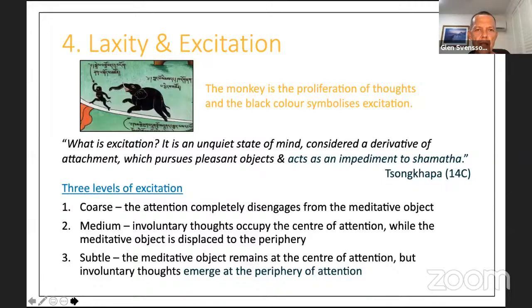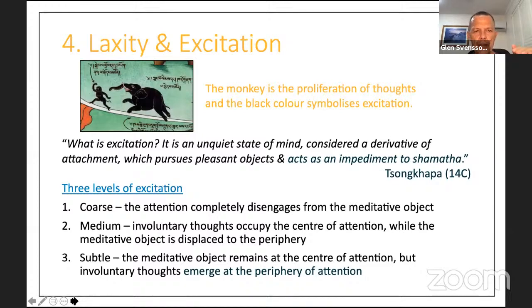He says, what is excitation? It is an unquiet state of mind considered a derivative of attachment, which pursues pleasant objects and acts as an impediment to shamatha. So again, we tend to get distracted because we're pulled away by something pleasurable, exciting, pulled away from the meditation object. And so similarly here, we can talk about 3 levels of excitation. Coarse excitation is where we get completely distracted from the meditative object.